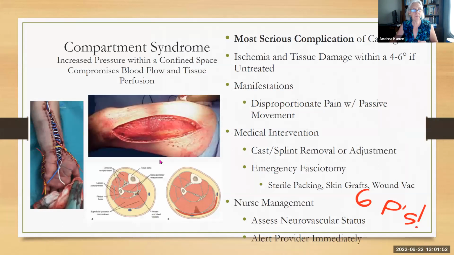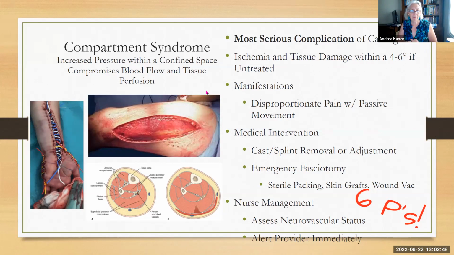All right, what can go wrong? Compartment syndrome. What happens is that there is so much pressure building up in one area that blood flow is basically cut off. So we're not getting perfusion. And you know what happens when we don't get perfusion. So ischemia, tissue damage can start happening in 4 to 6 hours. So as soon as there's any indicator for compartment syndrome, you've got to jump on that. The patient may complain of just pain that doesn't make sense, pain that they shouldn't be having. And that would be an indicator to start doing a deeper assessment for that.